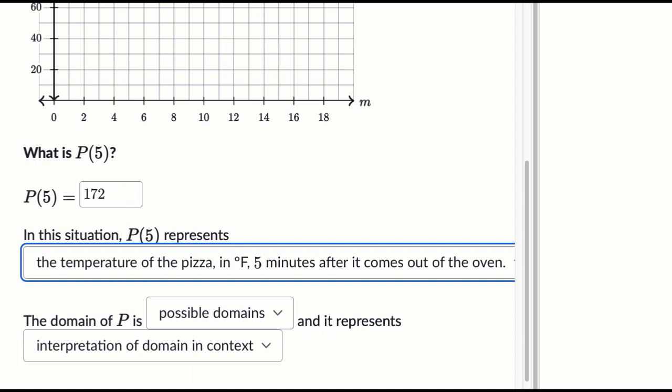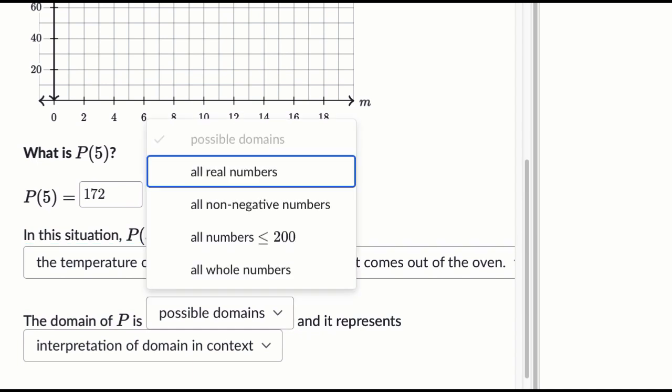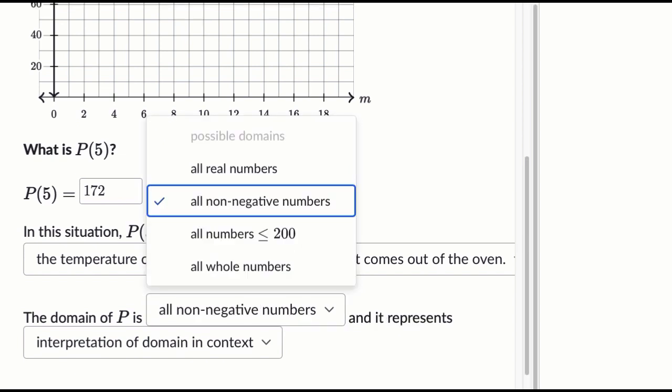The domain of p is, let's see, possible domains. All real numbers. So let's see, can you have a negative number in there? We don't have any information on that. We can't put a negative number into the function and get a reasonable answer. I think all non-negative numbers looks interesting. Let me look at the other choices.